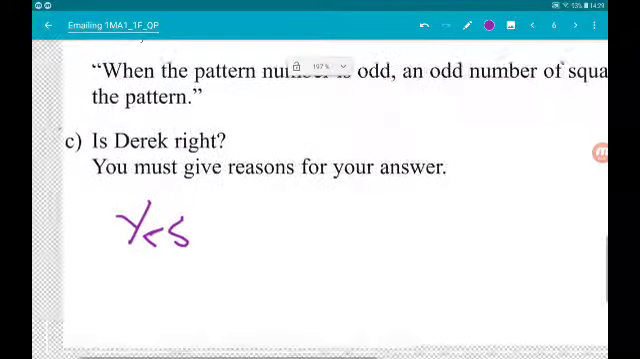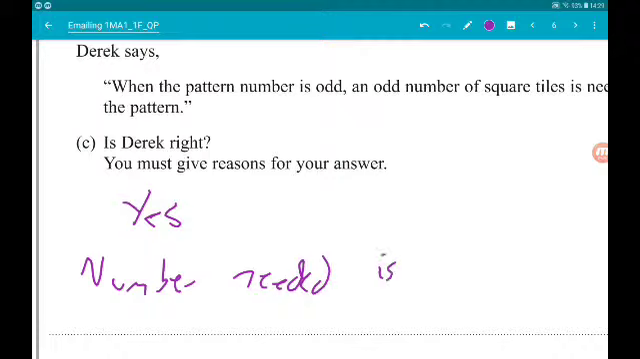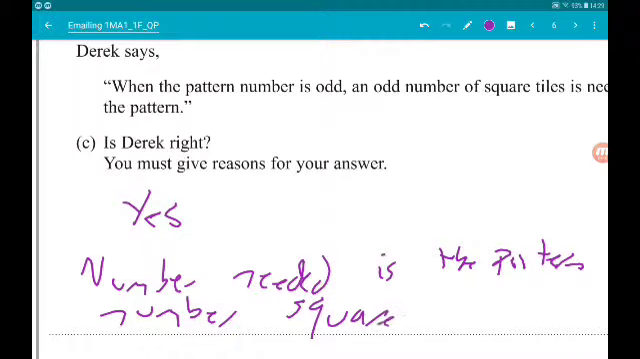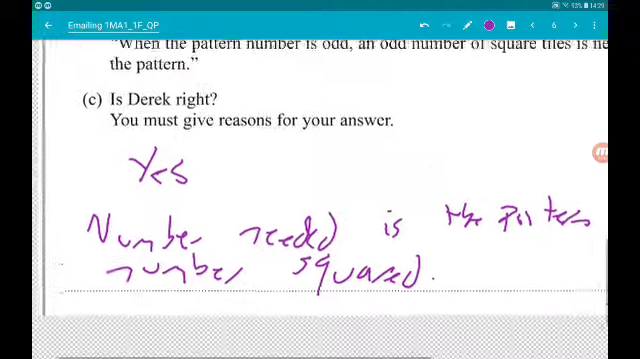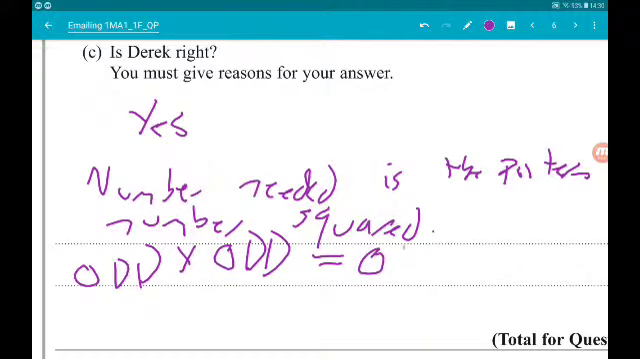So our reason could be that the number needed is the pattern number squared, and odd times odd is always odd. So that would do it. Cool.